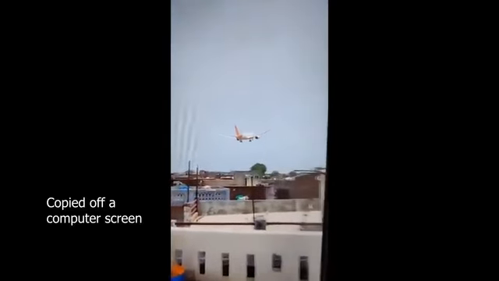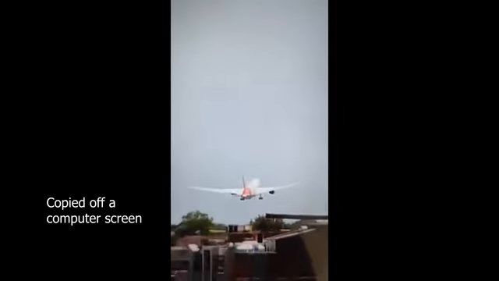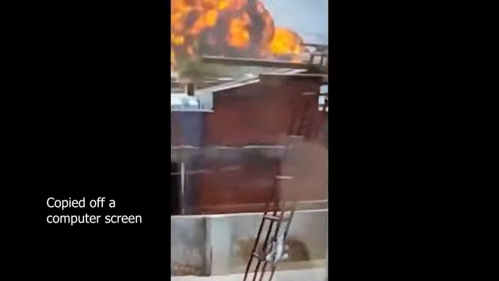Okay, so I'll show you what's wrong with this version. This is what they showed on CNN. See how you could tell it was shot off of a computer screen? And you can see the reflections on the screen. And you can hear people talking in the background.